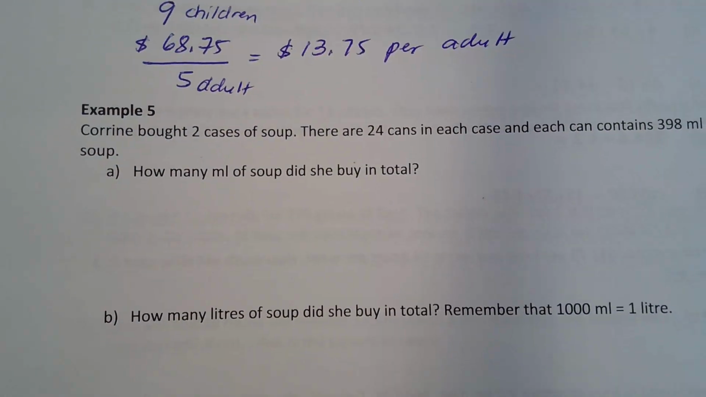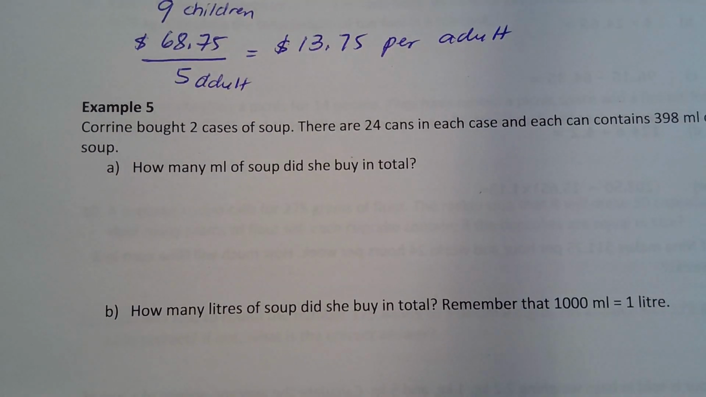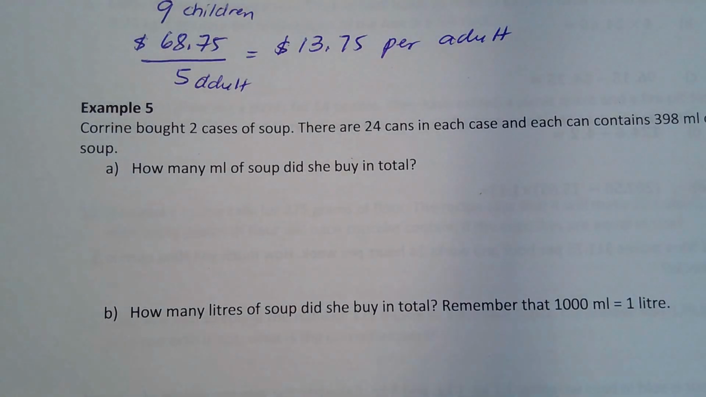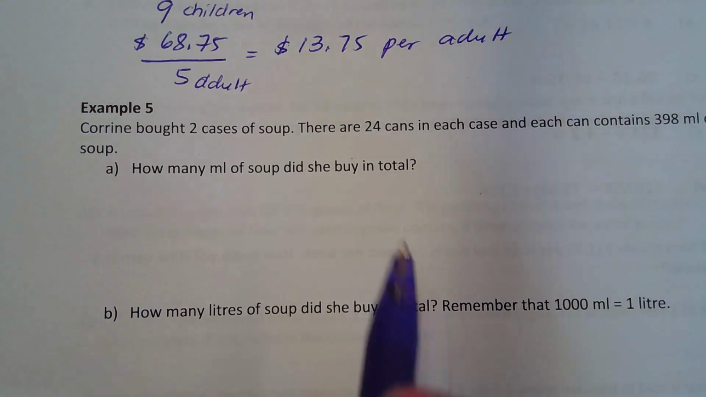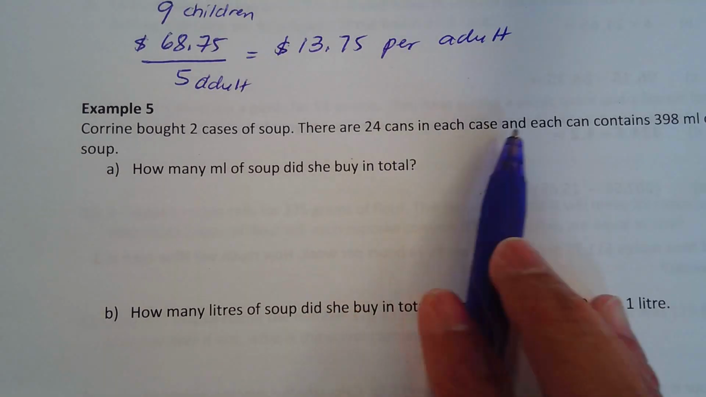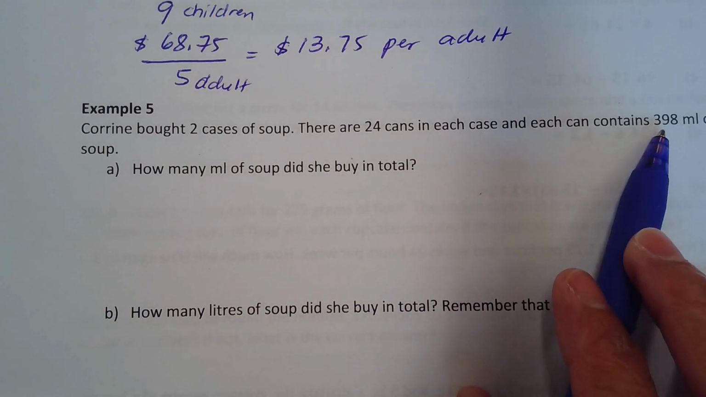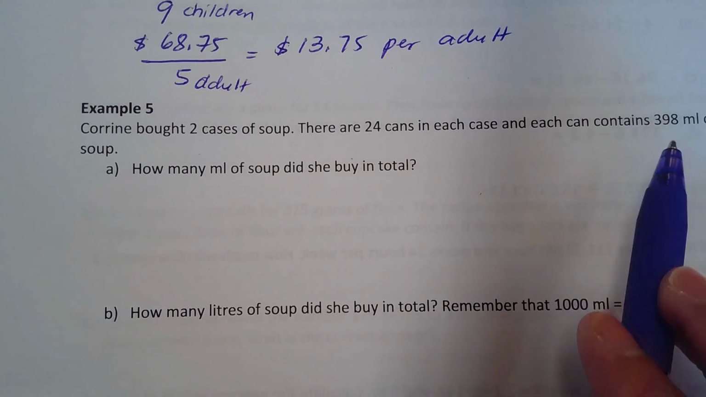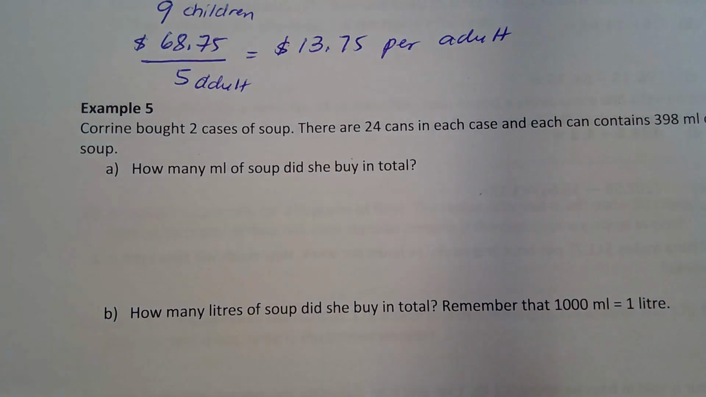Last example here. Corinne bought 2 cases of soup. There are 24 cans in each case, and each can contains 398 ml of soup. How many milliliters of soup did she buy in total? Now, any idea on how we can do this? Okay, can you envision this in our mind?